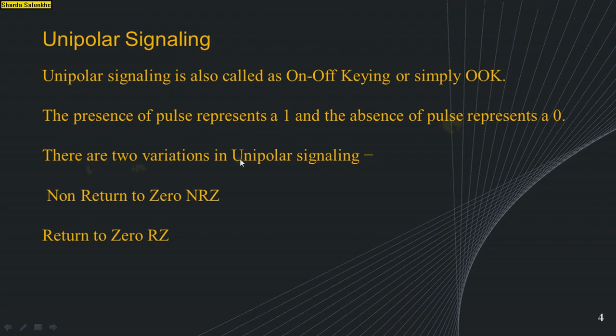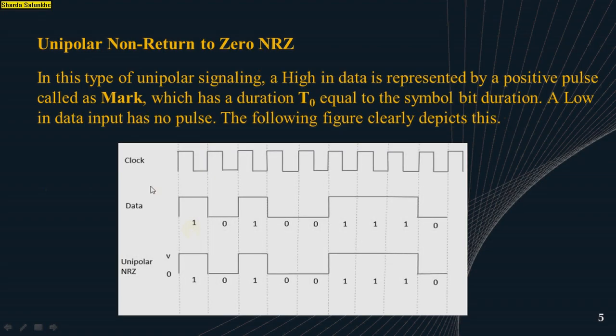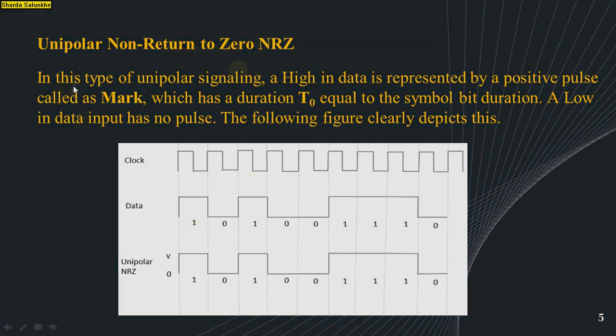There are two variations in unipolar signaling: non-return to zero, that is NRZ, and return to zero, that is RZ. So in unipolar signaling there are two kinds, non-return to zero and return to zero. First, unipolar non-return to zero, that is the NRZ type of coding.